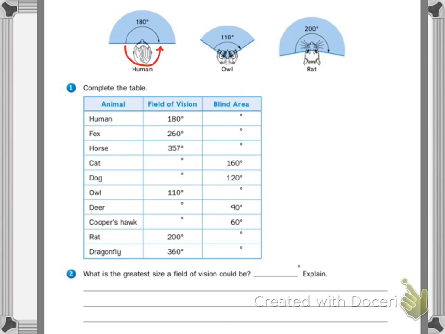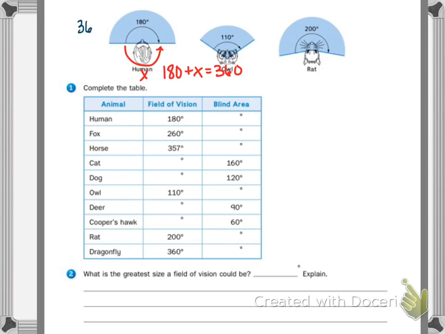So if I'm looking at this, 180 plus, let's call this x because we don't know it, is going to equal what? Well, 360. It's going to give us our full circle, full turn, full field of vision. So how do you figure that out? Well, I know that I'm going to subtract.